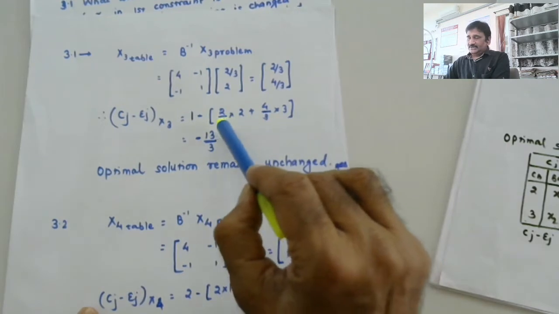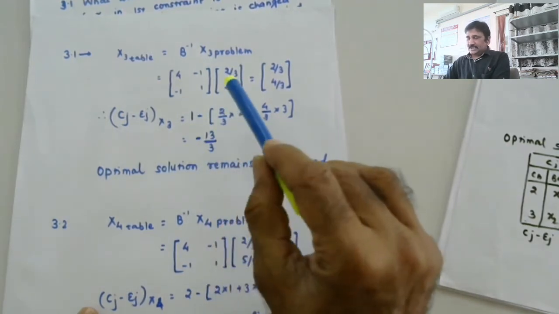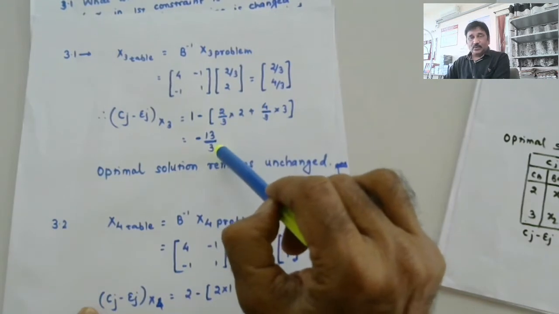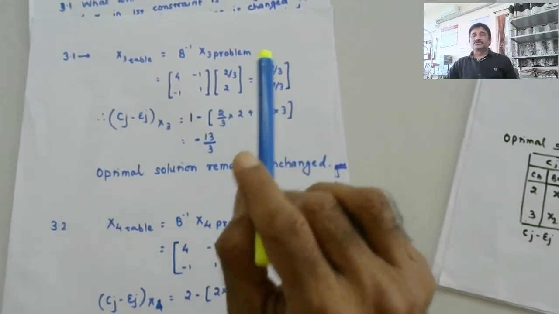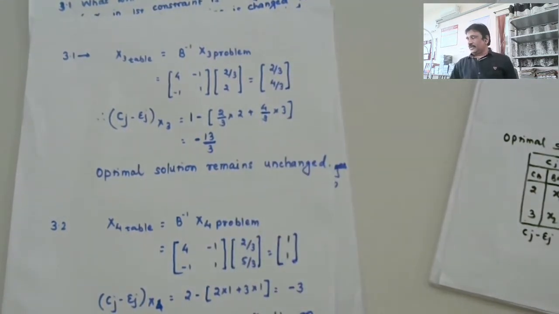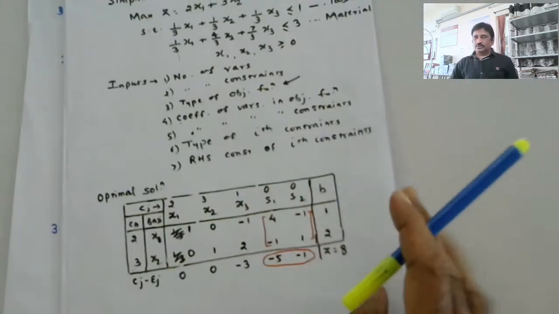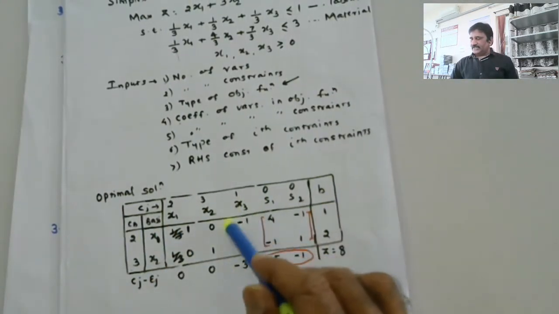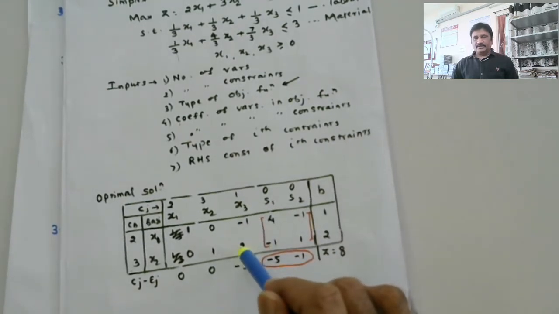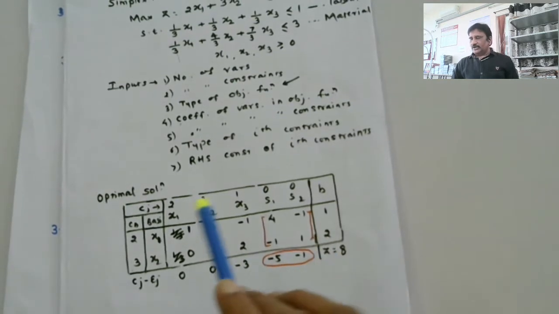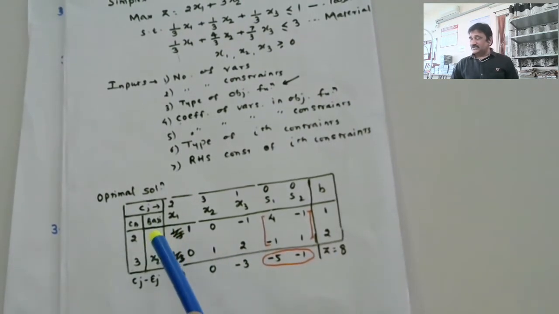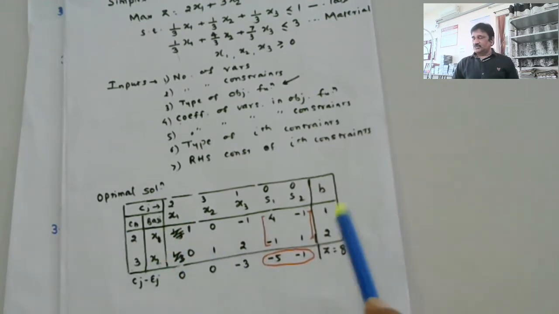Okay, so as this Cj minus Ej for x3, in spite of these changes, is coming negative, your optimal solution still continues to be the same, that is x3 equal to 1 and x2 equal to 2. Because with this change as 2 by 3 and 4 by 3, the Cj minus Ej value is coming out to be minus 13 by 3. So all Cj minus Ej values are less than or equal to 0. Therefore, your solution remains unchanged, and that's why your solution is x1 equal to 1 and x2 equal to 2. That solves our first question.